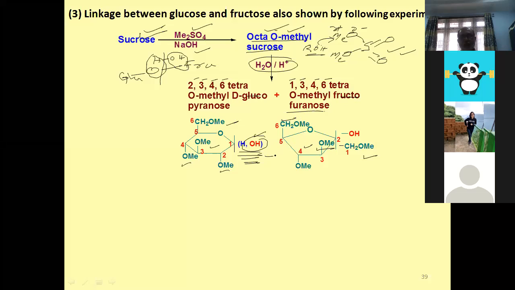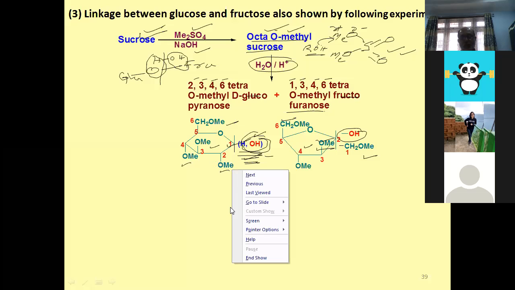Then what we find here is that a free OH group has appeared in carbon number 1, and a free OH group has appeared in carbon number 2 of fructose and carbon number 1 of glucose. That means the connecting carbon between the two sugars is C1 of glucose and C2 of fructose. Yes or no?